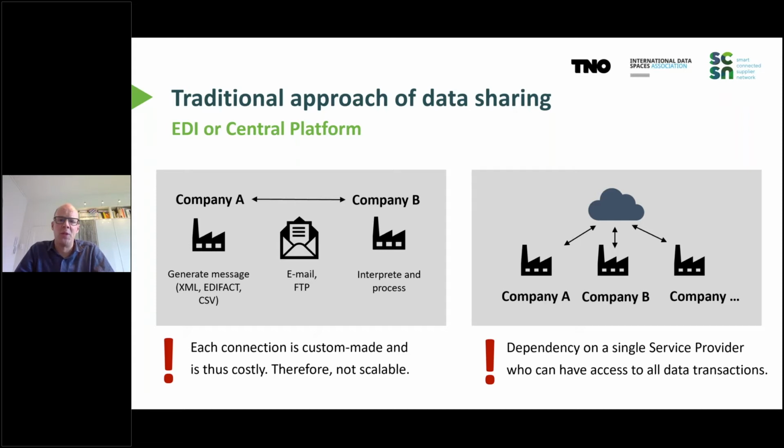Another approach could have been to set up some sort of centralized cloud or centralized platform, but that would create a dependence on this single entity, which also has its drawbacks. Can you still control your own data? What does it lead to? So people were also very reluctant to start doing that.